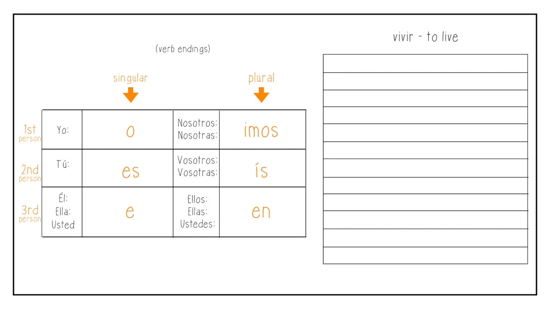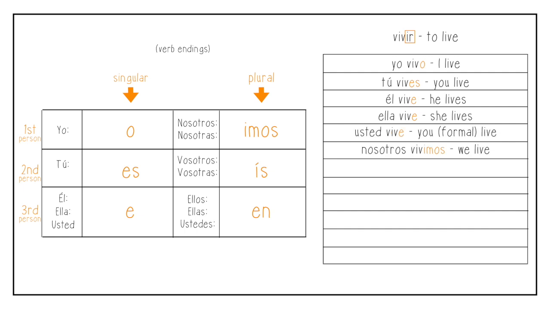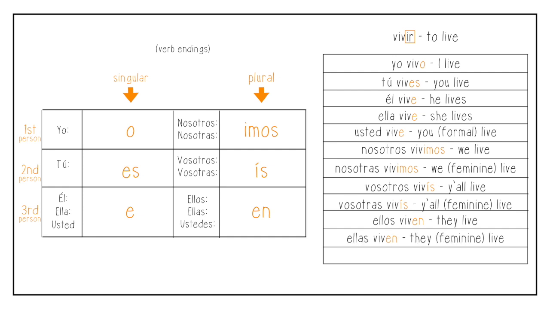On the right side, you'll see how to conjugate the verb vivir. You drop the IR ending and replace it with an ending that reflects the subject. Yo vivo, I live. Tú vives, you live. Él vive, he lives. Ella vive, she lives. Usted vive, you formal live. Nosotros vivimos, we live. Nosotras vivimos, we feminine live. Vosotros vivís, y'all live. Vosotras vivís, y'all feminine live. Ellos viven, they live. Ellas viven, they feminine live. Ustedes viven, you all live.